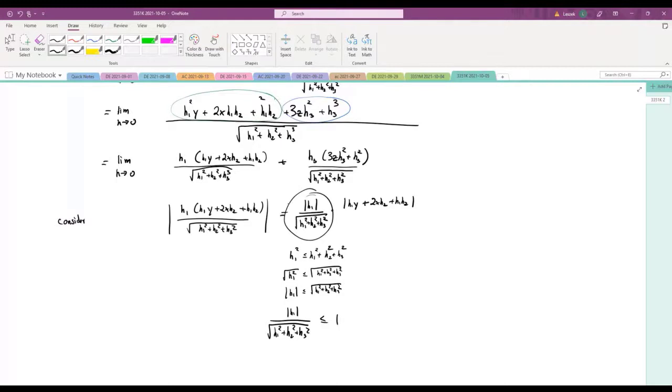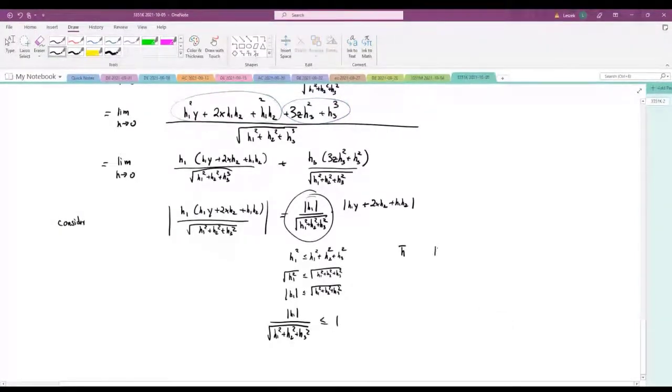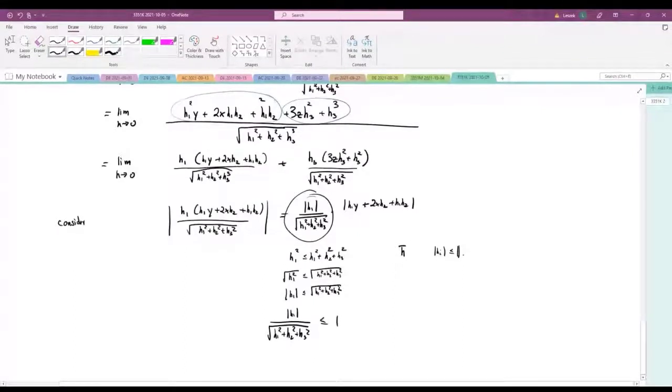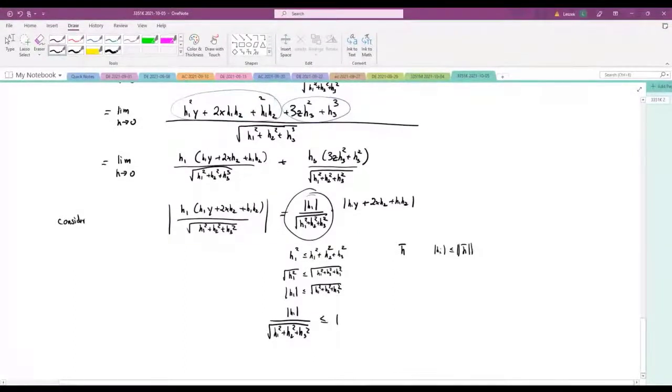The magnitude of any one component of a vector cannot exceed the magnitude of the total vector, right? So all I'm saying is that if h is a vector, then the magnitude of any one component cannot be greater than the magnitude of that vector. No one side of a right triangle is larger than the hypotenuse, right? All right, so nothing mysterious there.